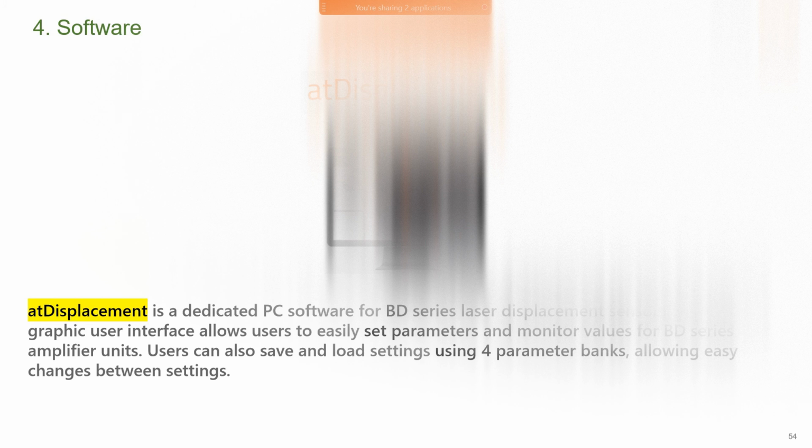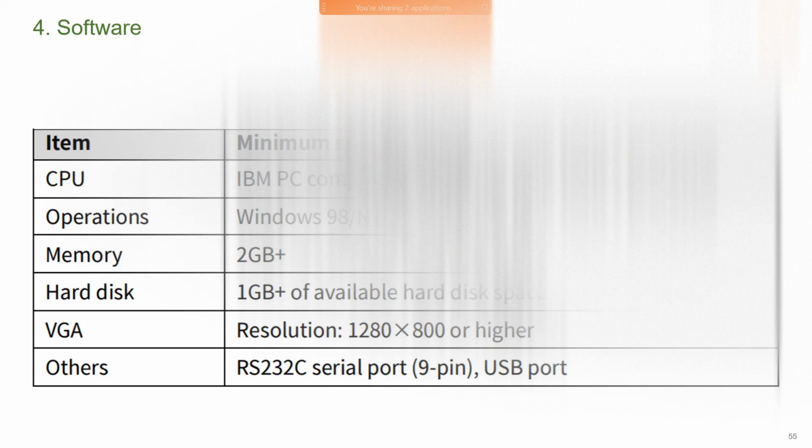Okay, for this sensor, the minimum specification is an IBM PC compatible computer with a 1 GHz plus processor. For the operating system, normally Windows 98, NT, XP, Vista, 7, 8 and 10. The minimum requirement for memory is 2 GB, and 1 GB of available hard disk space. The resolution is VGA, the minimum requirement, 1280 times 800 or higher. And others are an RS232C serial port, 9 pin, and a USB port.